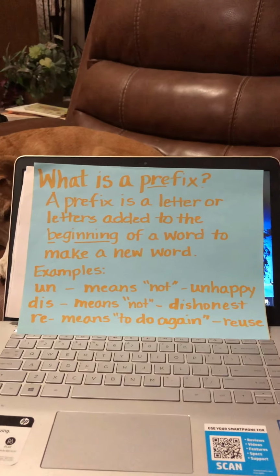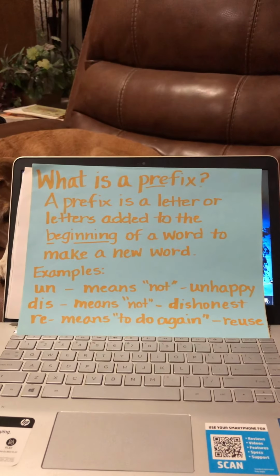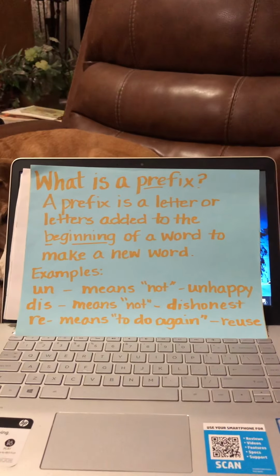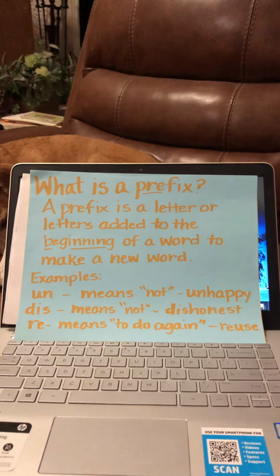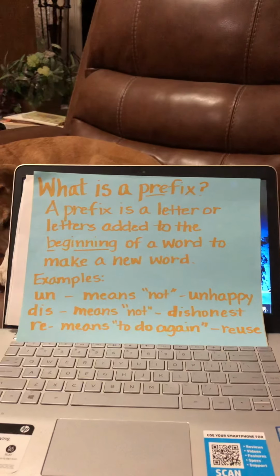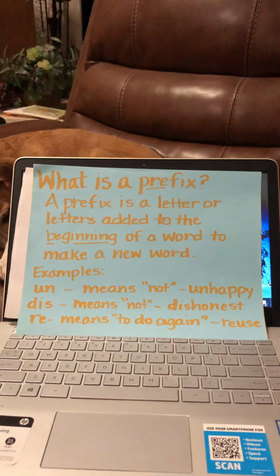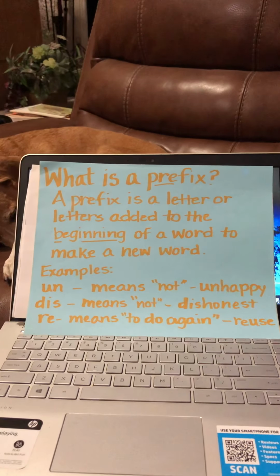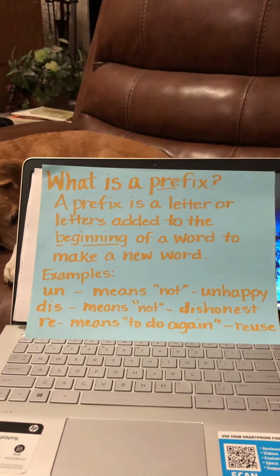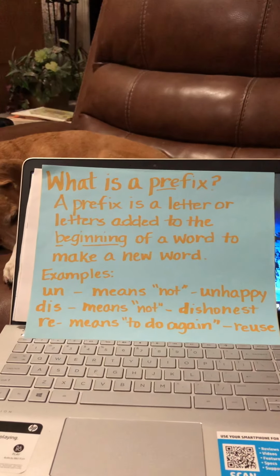Today, as we are doing our reading, we're going to focus on prefixes and suffixes. First thing you might ask yourself is, what is a prefix? A prefix is a letter or letters added to the beginning of a word to make a new word.